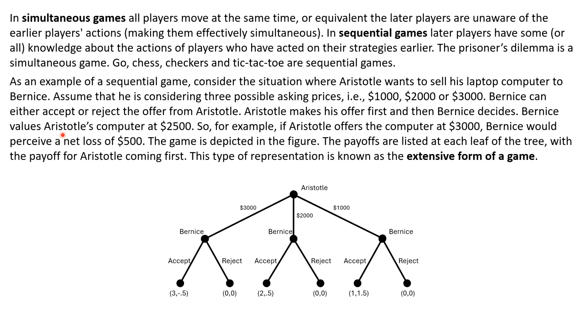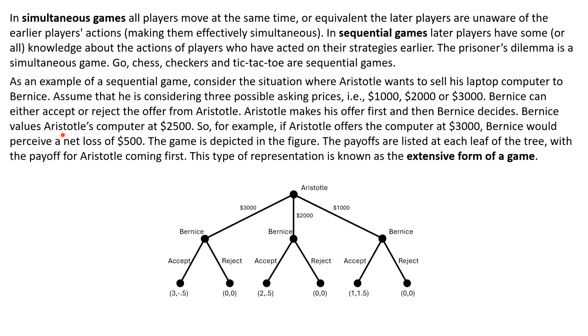Aristotle makes his offer first, and Bernice decides. So it's basically a sequence. It's just 2 steps, but it's still a sequential game. Bernice values Aristotle's computer at $2,500. So, for example, if Aristotle offers the computer at $3,000, Bernice would perceive a loss of $500.